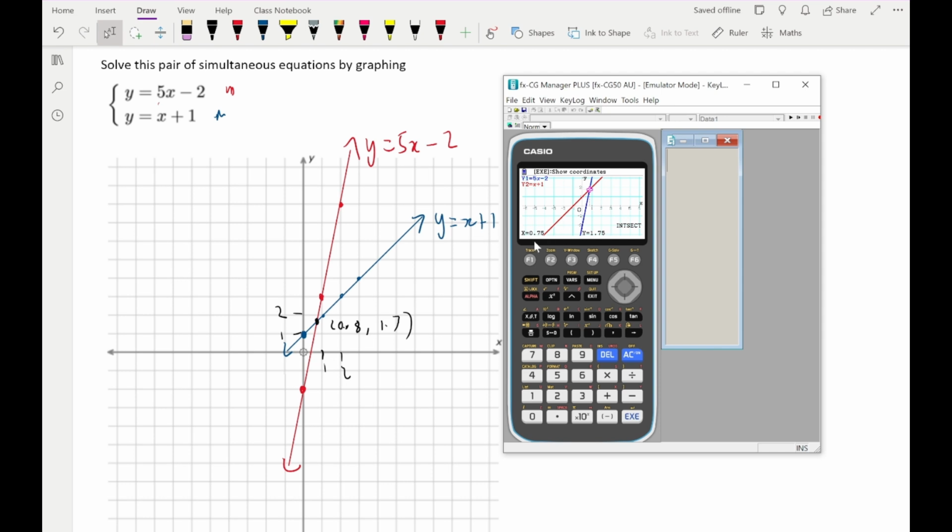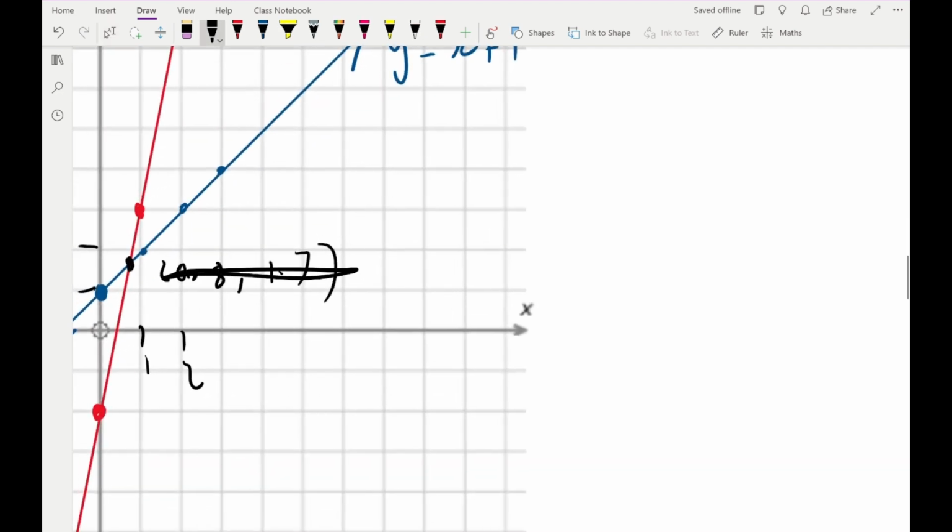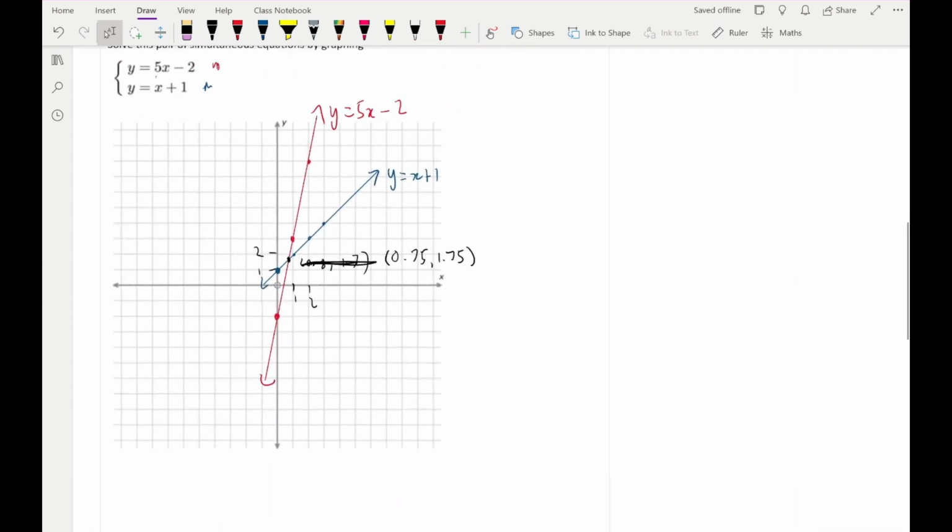So x is 0.75 and y is 1.75. I was pretty close. So that wasn't the true intersection there. That was just a pretty good guess. The actual intersection was 0.75 and 1.75, just like that. Okay, perfect. Let's move on.